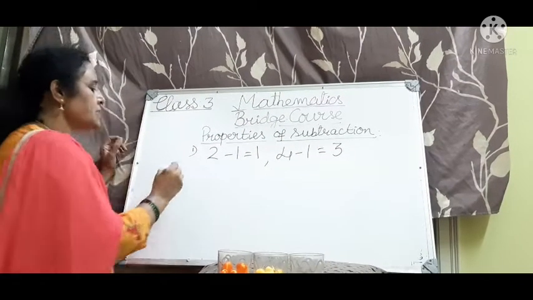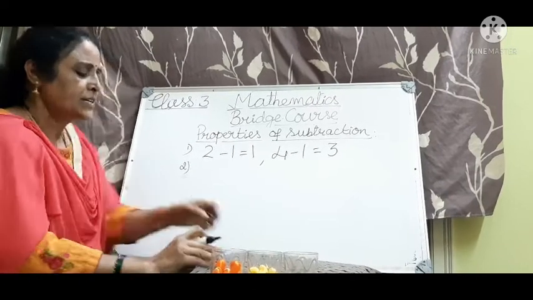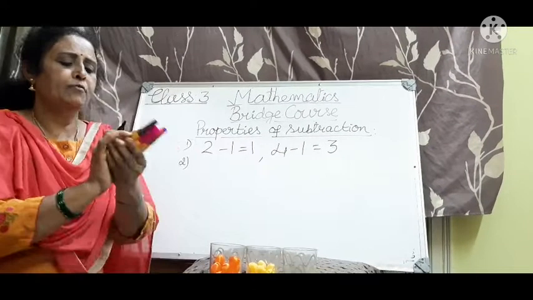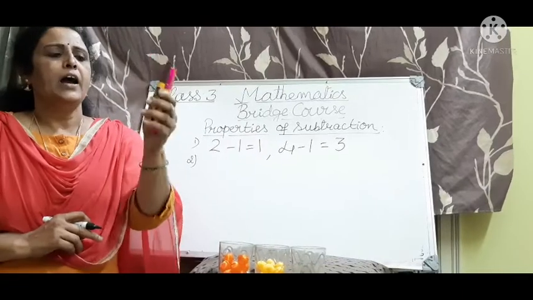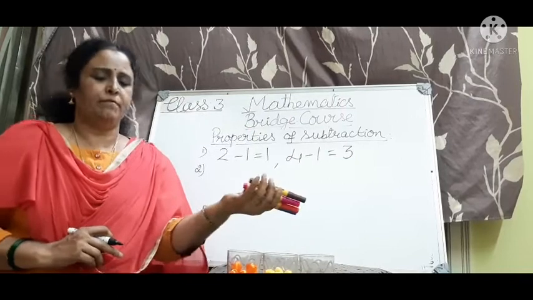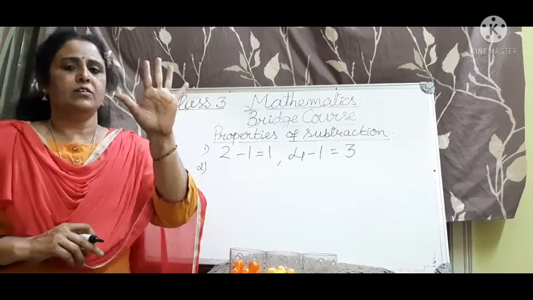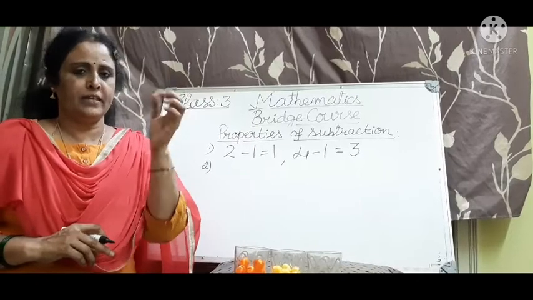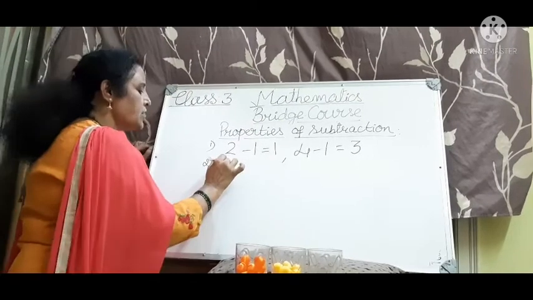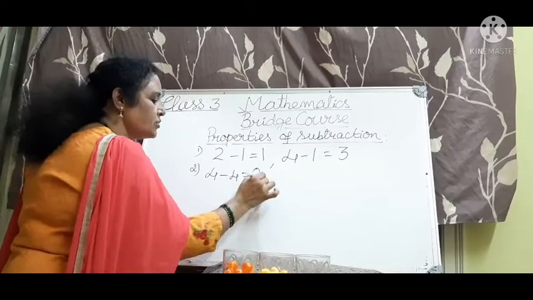Now we will see the second property. I have 4 pens. I will give these 4 pens to my friend. Then how many pens are remaining with me now? No pens in my hand, so 0. That means 4 minus 4 equals 0.